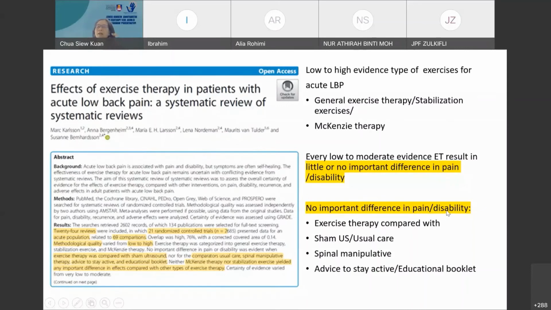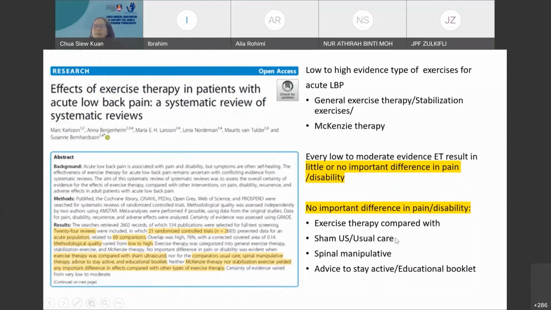In statistics and research, they always measure whether there is any important, meaningful change, a clinically important change, meaning that pain changes by 3 units, or a disability score changes by how much? Maybe by 2 or 3 points.